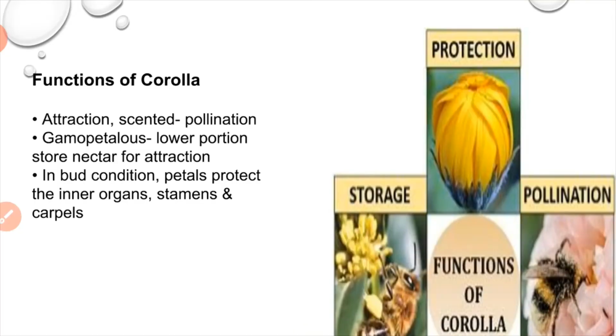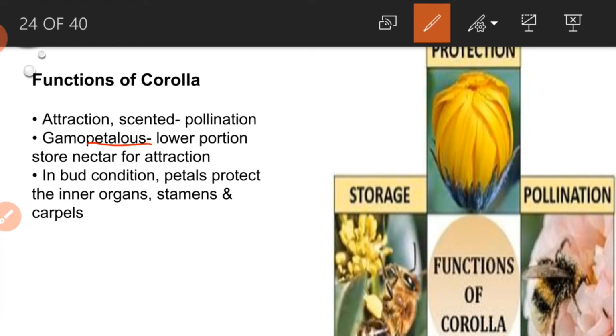Now what are the functions of the corolla? It is for attraction, it is scented, it helps in pollination. In the case of gamopetalous corolla, the lower portion will have nectar for attraction of the insects. In bud condition, these petals protect the inner organs like stamens and carpels. Also, the corolla regulates the entry of particular types of insects by forming various shapes of the corolla.